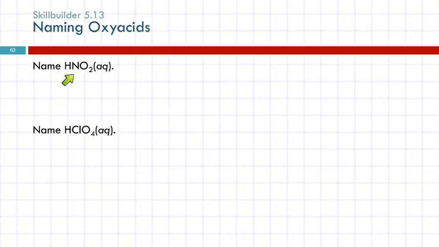So let's name this one, HNO2. What's the ion in there? Nitrite. It was a little bit of a guess, but you got it. So, ite changes to what? Yep, so we get rid of that, and we replace it with us. So, nitrous acid.